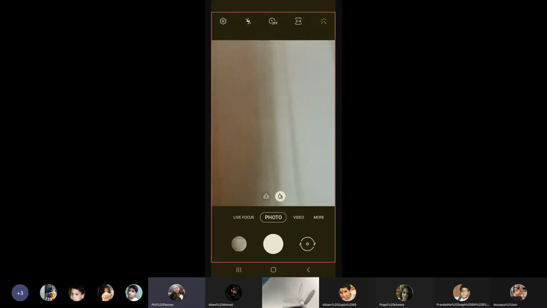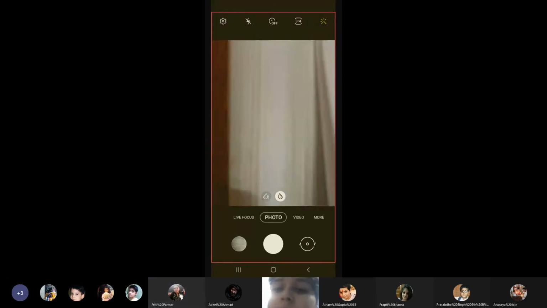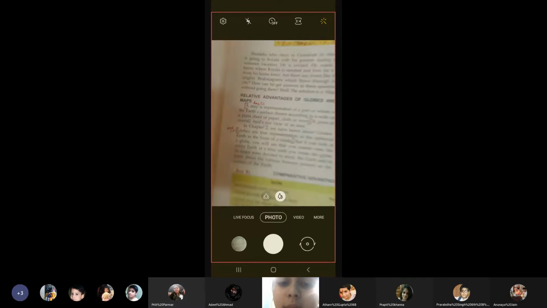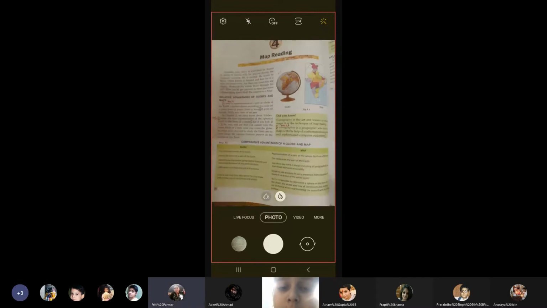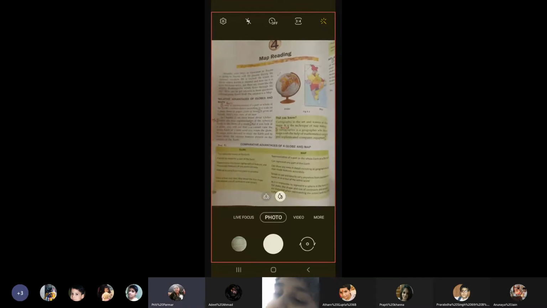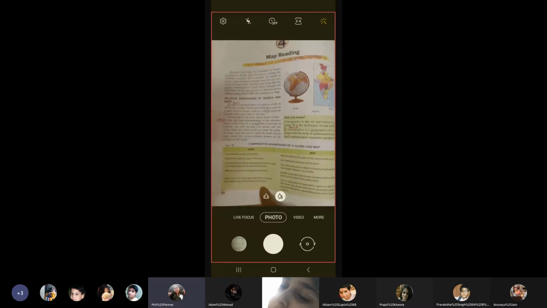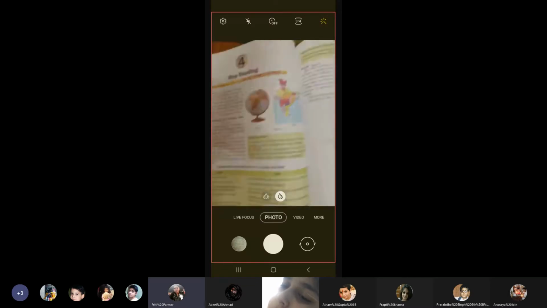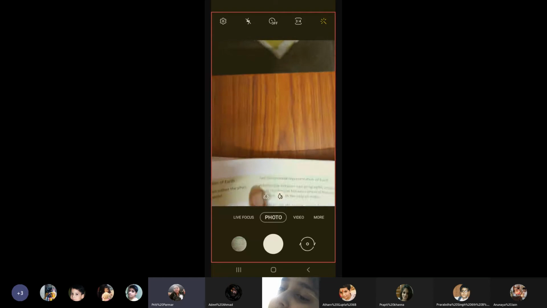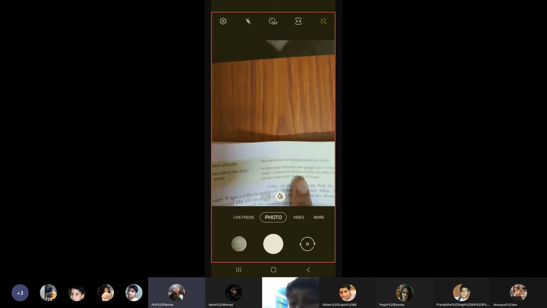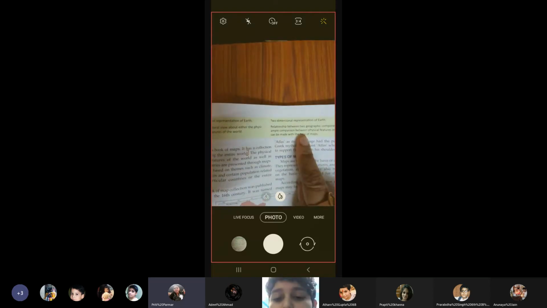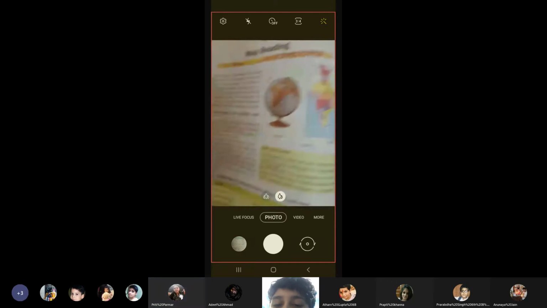In geography, just a second. This first page, map reading. That means the heading of globe and map is ending here. So a little portion of this page. Okay? Did you get it? Only till here. Map reading.